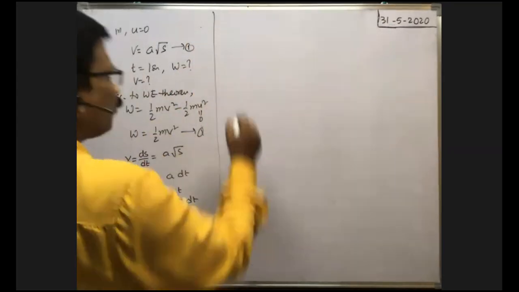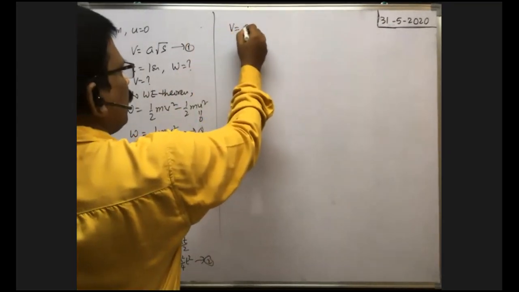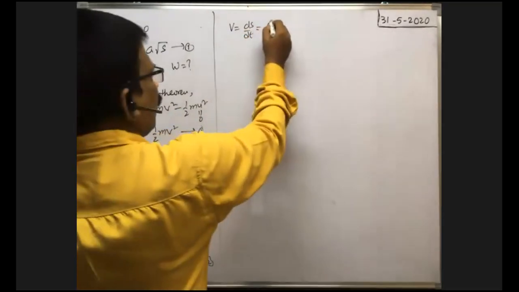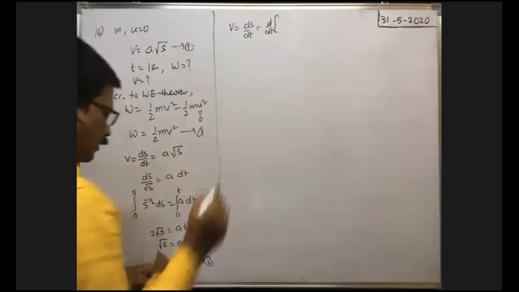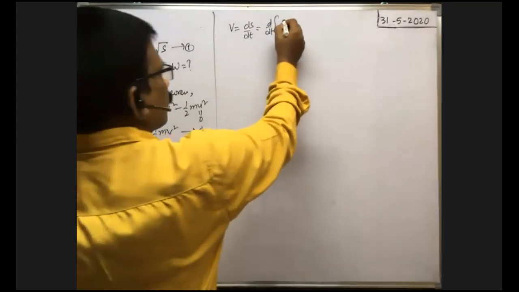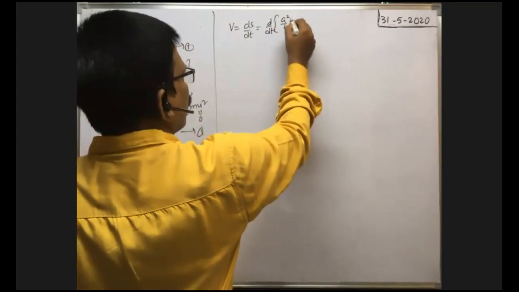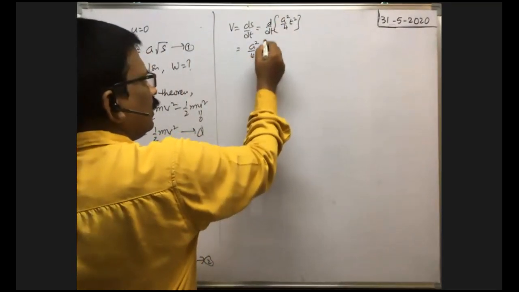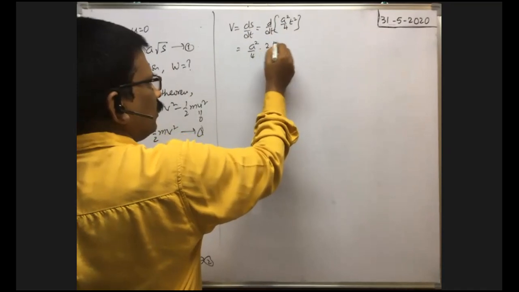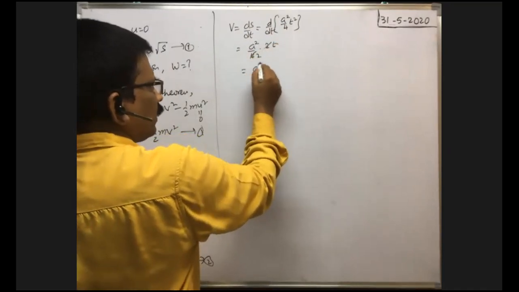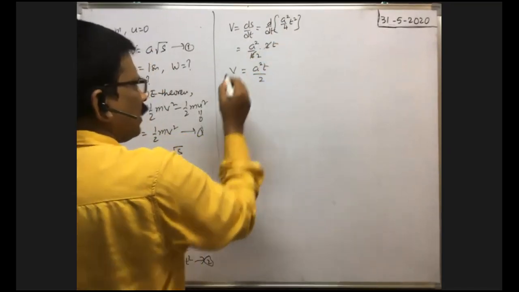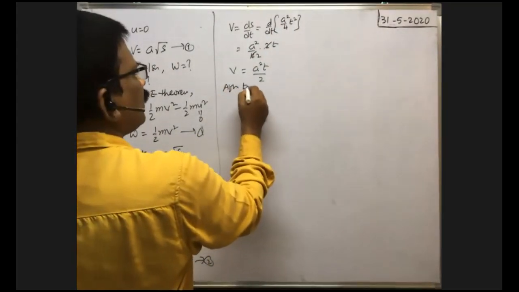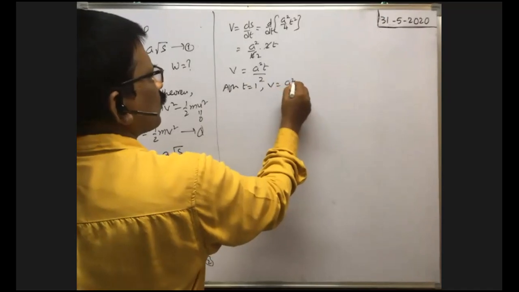Now from this you find the relation between v and t. So v is equal to ds by dt, that is equal to d by dt of a squared by 4 into t squared. Here a is constant, 4 is constant, you keep aside, into d by dt of t squared, which means 2t. So 2 and 2 cancel. Therefore, a squared t by 2 is the velocity. After t is equal to 1 second, velocity is equal to a squared by 2 only.